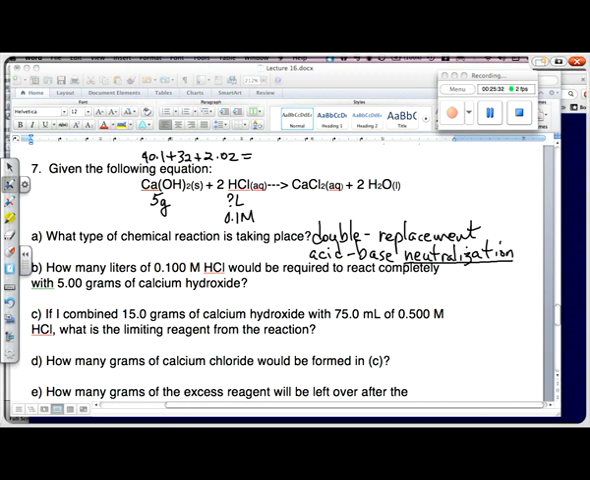And I get 74.12 as my molar mass, grams per mole, of course. So take your 5 grams and divide by the 74.12, and you end up with 6.75 times 10 to the minus 2 moles, right over here.